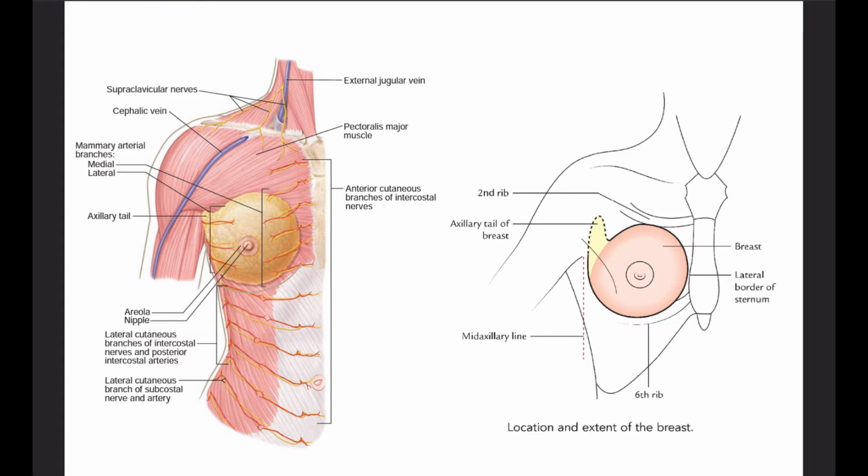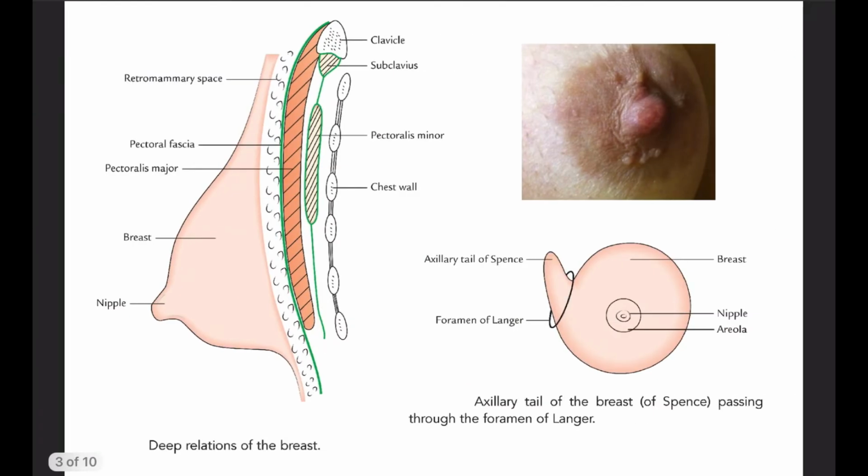So the opening in the deep fascia through which the axillary tail of Spence passes into the axilla is called foramen of Langer. Here you can see the foramen of Langer. It is the opening or a hole in the deep fascia through which the axillary tail of Spence passes into the axilla. This axillary tail of Spence is the site of a high percentage of breast tumors.